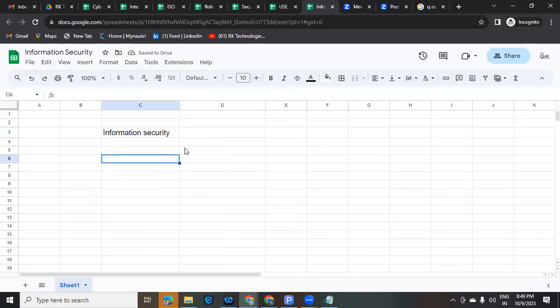Before going into in-depth analysis of information security, first, what is information security? As I said, information is a collection of data. That data may be critical data or non-critical data. Once again, the data is divided into three types: one is internal data, one is public data, and the third one is confidential data. All this collection of data we can call information.